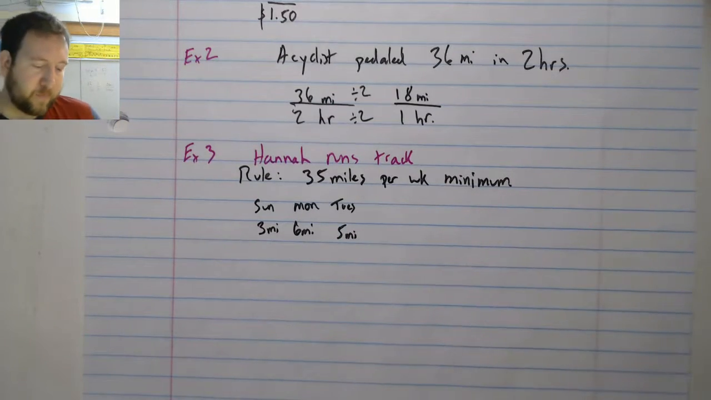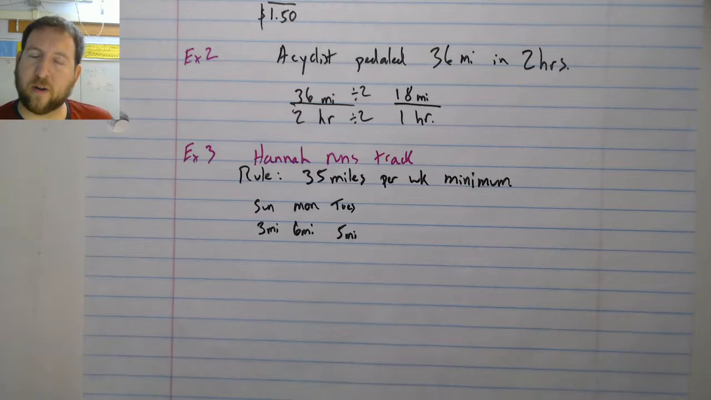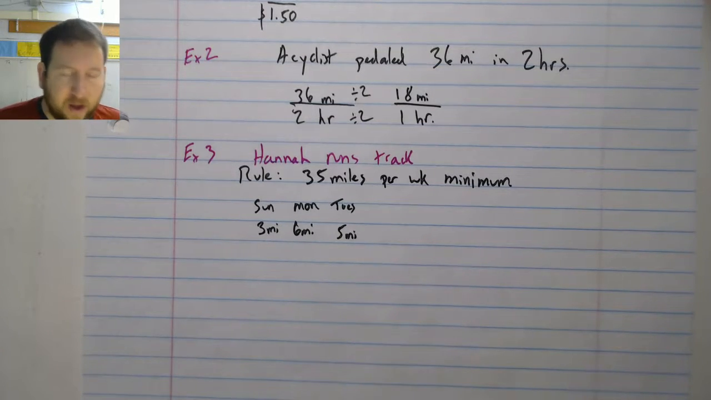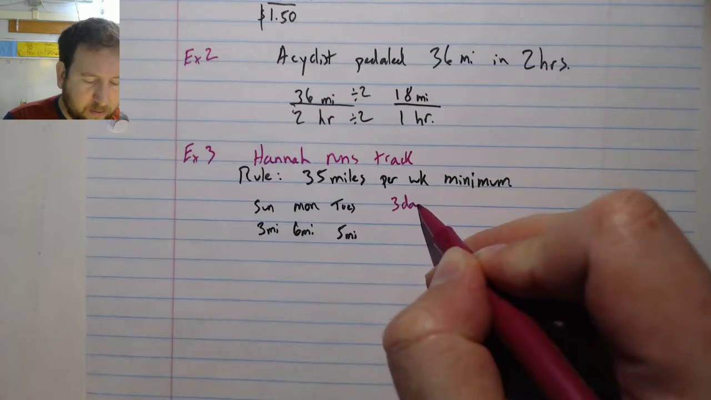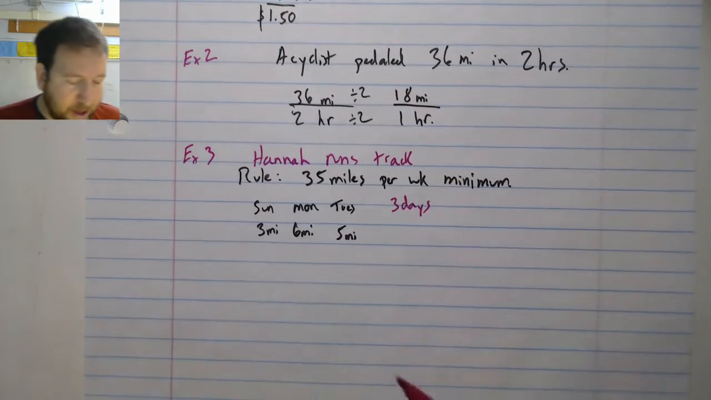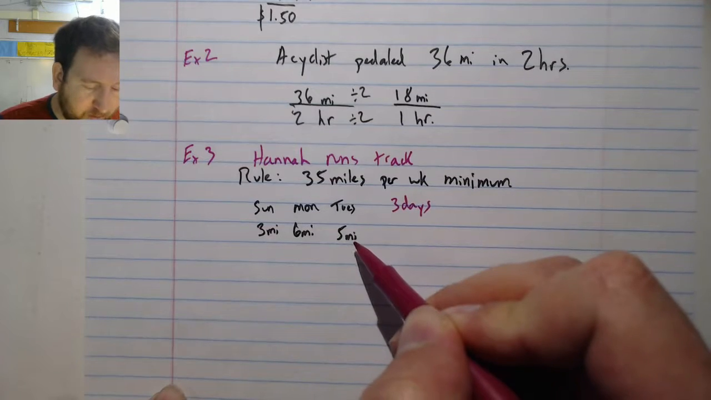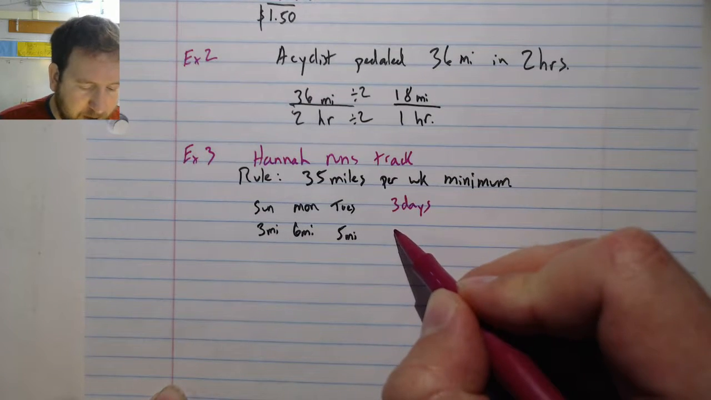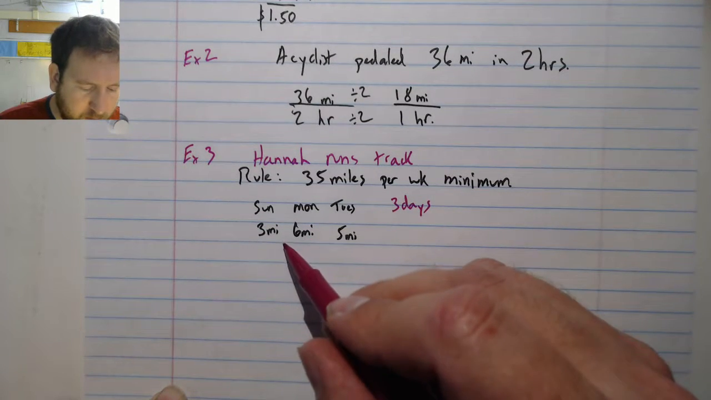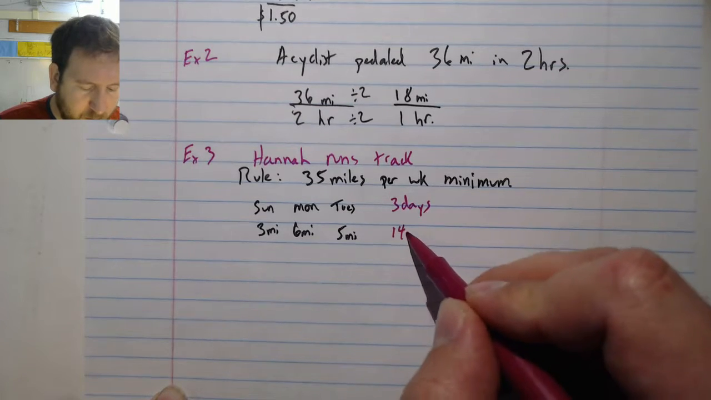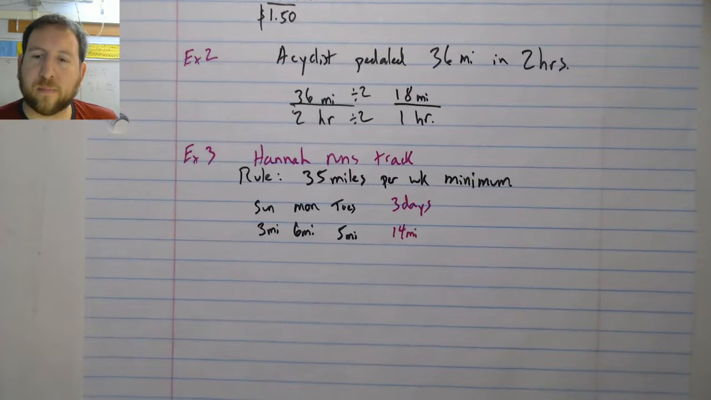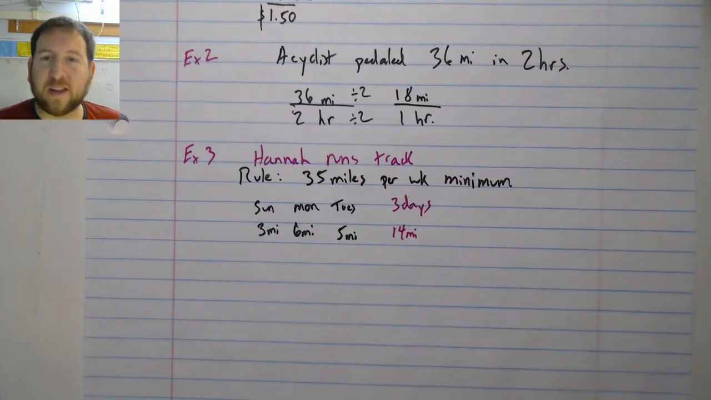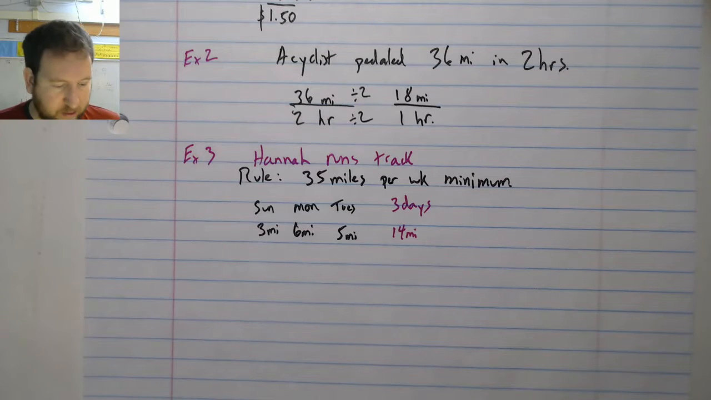So the question is, how far has she run so far, and how can we turn this into a unit rate? Well, how I would do it is I can see that I have 3 days total so far, and we also have 14 miles. Now, the question is, is she on track to run that many miles?